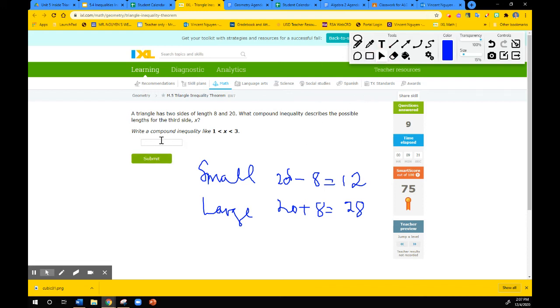So how do I type it? Well, I put the smallest value first, then the inequality, then the letter x, then the inequality, and then 28. What does this mean? This means that x can be any number between 12 and 28, not including those numbers. So it could be 13, or 12.1, or 27.9, all up until those numbers. So submit.